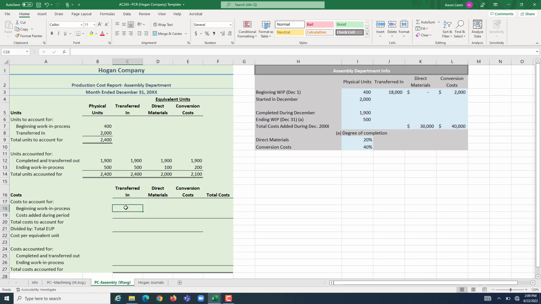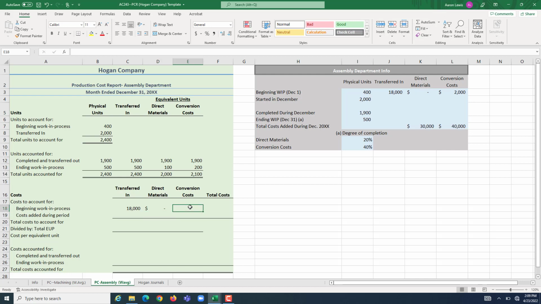We're going to start with our beginning WIP. Our information tells us that the units which the assembly department had in process when the period started, those 400 gonculators they were in the process of assembling on December 1st, they already had $18,000 worth of costs committed to them, which was transferred in from prior phases of production, in our case, the machining department. Those 400 units that were in beginning WIP did not have any direct material costs added to them. It's a big fat zero.